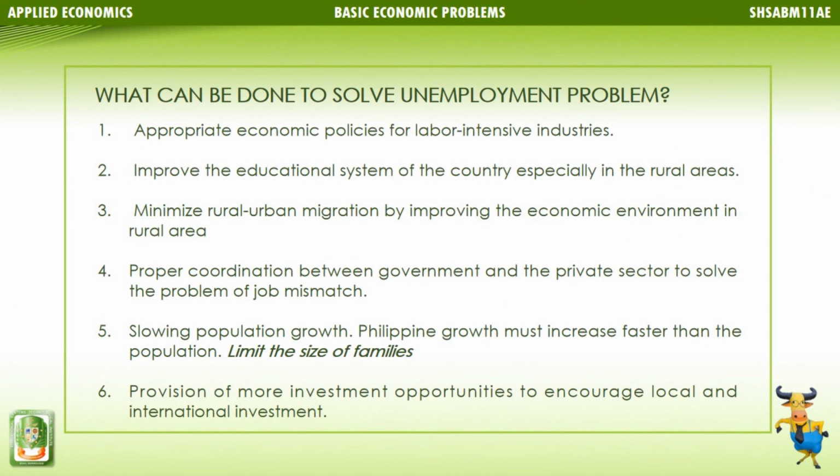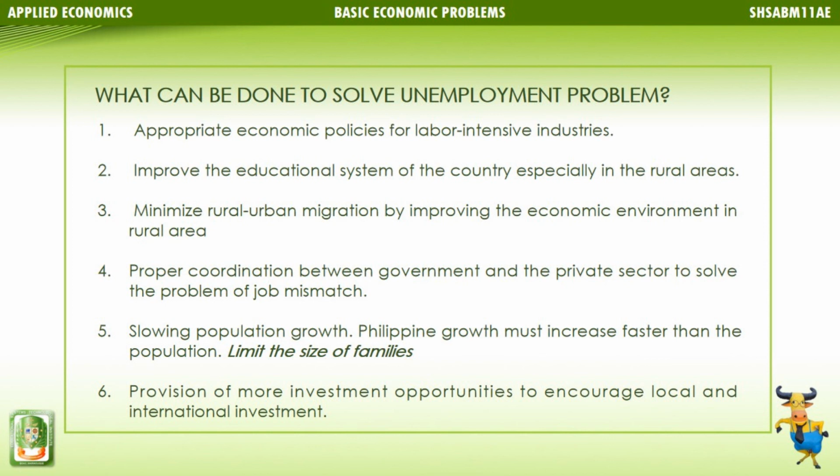What can be done to solve the unemployment problem? Number 1, appropriate economic policies for labor-intensive industries. Number 2, improve the educational system of the country, especially in the rural areas. Number 3, minimize rural-urban migration by improving the economic environment in rural areas. Number 4, proper coordination between government and the private sector to solve the problem of job mismatch.